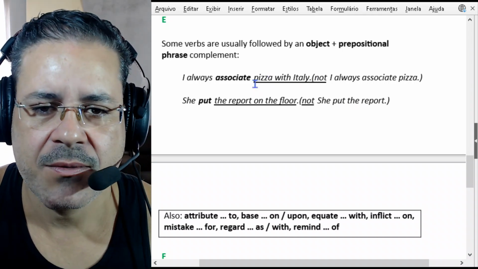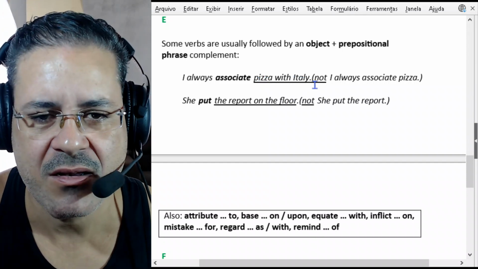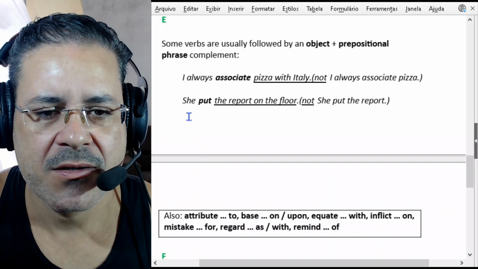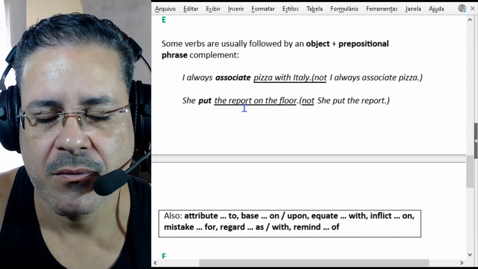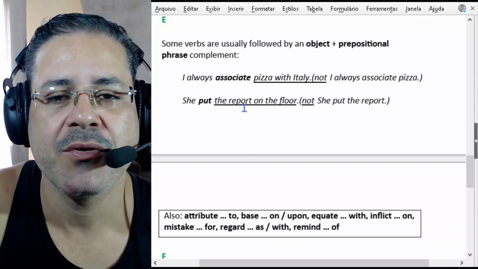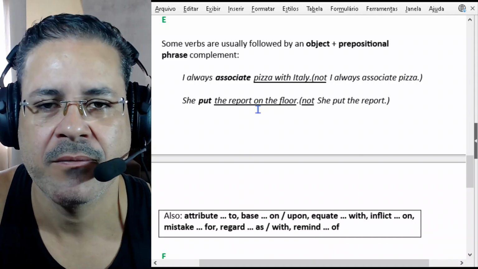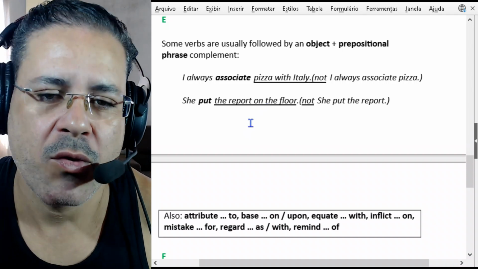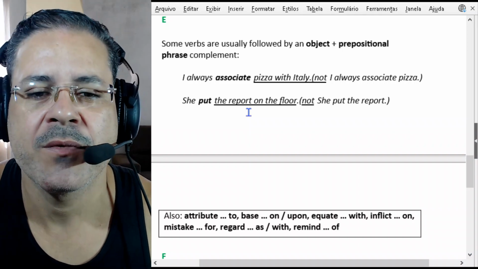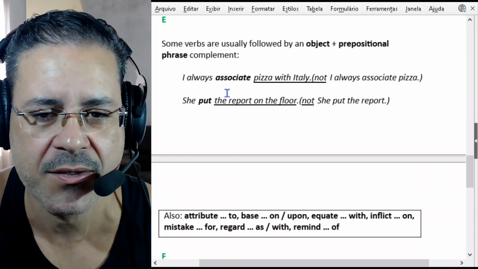You associate A with B, or B with C, whatever. Another example: she put the report on the floor. She put the report where? On the floor. What was put on the floor? The report. You might ask the verb: she put what? The report. Where? On the floor. She put the report on the floor. Yeah, that's how it works.